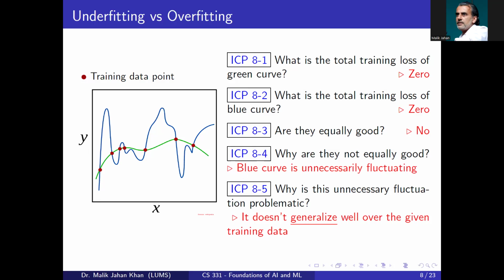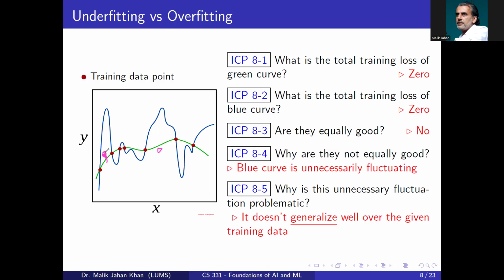Because it does not generalize well over the given training data. And what does that mean? That means that if I have, for example, a new data point, which is somewhere here, or another data point, which is somewhere here, this green curve should be able to predict the output with low error.